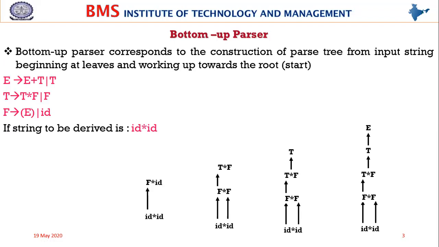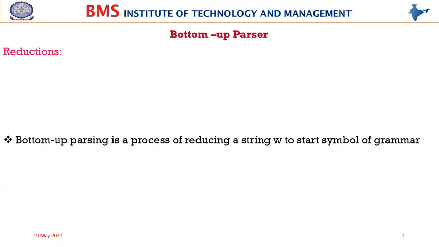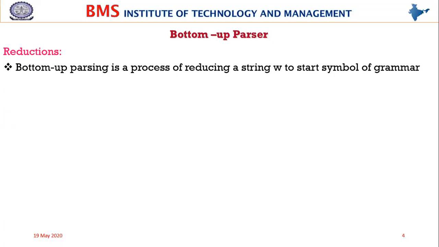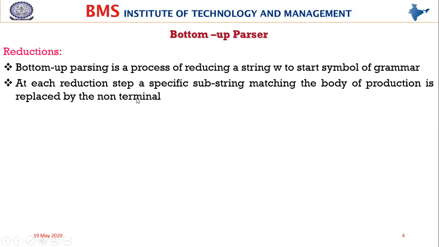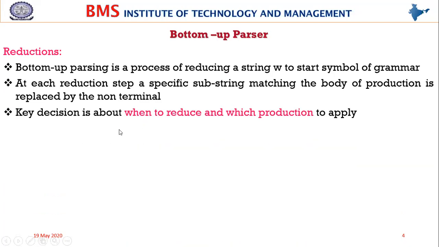Here we have seen mainly two actions. Reduction means replacing a substring by the head of its appropriate production. Bottom-up parsing is a process of reducing a string, which we are calling W, to the start symbol of the grammar. That's what we mean by reduction. At each reduction step, a specific substring matching the body of a production is replaced by a non-terminal. Right? These are a bit theoretical things. The key decision is when to reduce. That's the first question: when to reduce. We can reduce when we get an appropriate production body that can be replaced by a non-terminal.